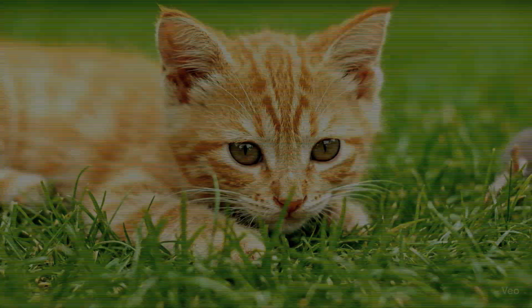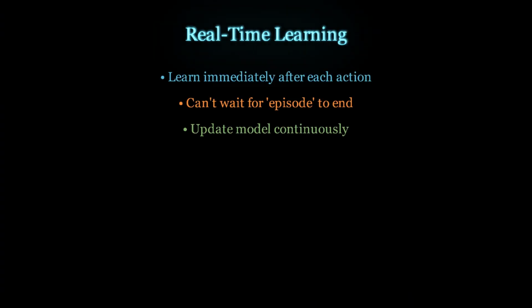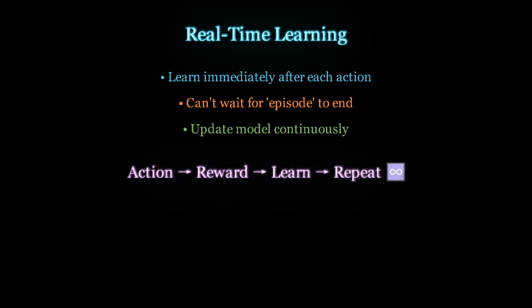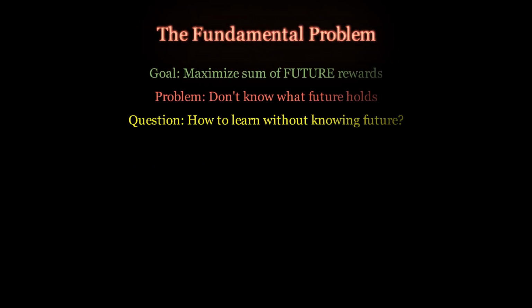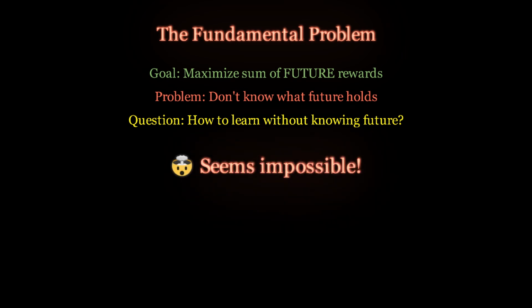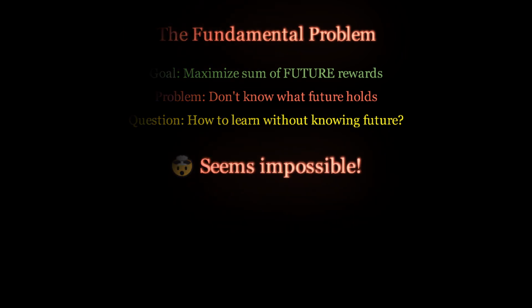In order to be successful here, you need to learn in real time. You need to update your model every time you take an action and receive a reward. But how can we train the model to maximize the sum of future rewards before we even know what the future rewards will be? It turns out this is actually possible, and the key lies in the valuator network.